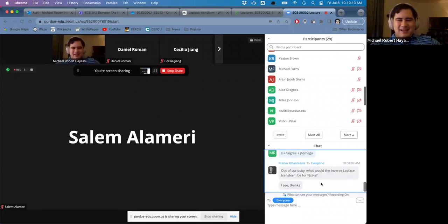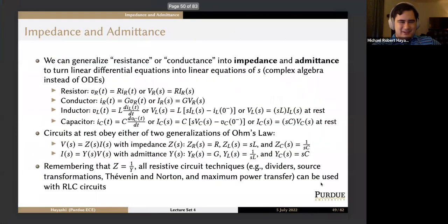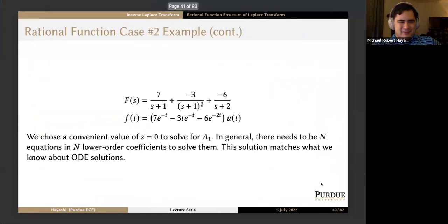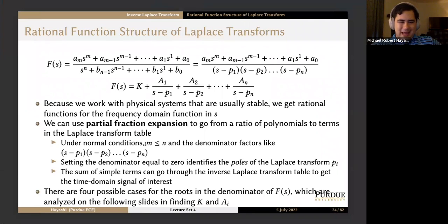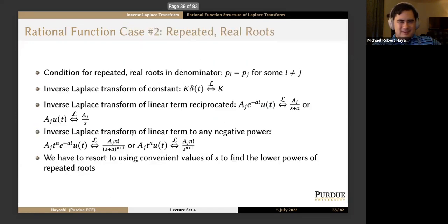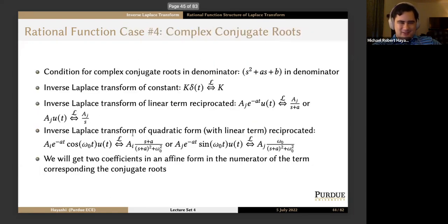Don't expect it. See, S does not like to live in the numerator by itself. That's why we specifically said we're going to deal with rational functions where m is less than or equal to n, where the degree of our numerator is less than or equal to our denominator. That's just how we tend to have things work out.